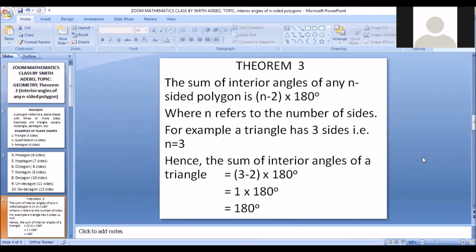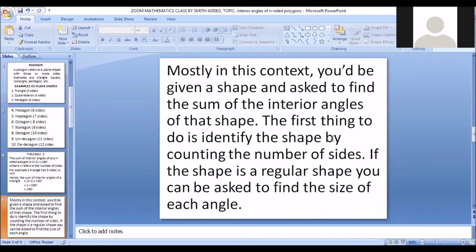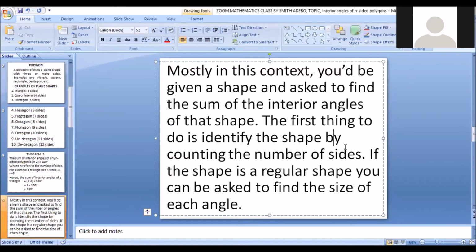Okay? Now, mostly in this context, you'll be given a shape and asked to find the sum of interior angles of that shape. The first step is to identify the shape by counting the number of sides. When you are given a shape, knowing that the formula for finding the sum of interior angles is n minus 2 times 180 degrees, you look for your n. What is the n? N is the number of sides. So by identifying the shape, you know the number of sides. When you count the number of sides, you know the name of the shape.